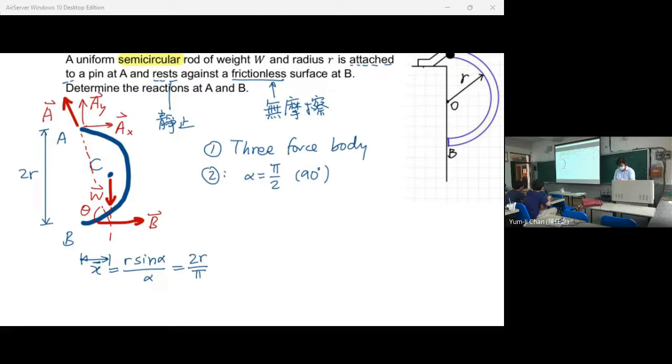Therefore, tangent theta is equal to 2r over pi, which is equal to pi. Then I think we have completed the free body diagram. Then we take a break, and I'll explain it after the break.